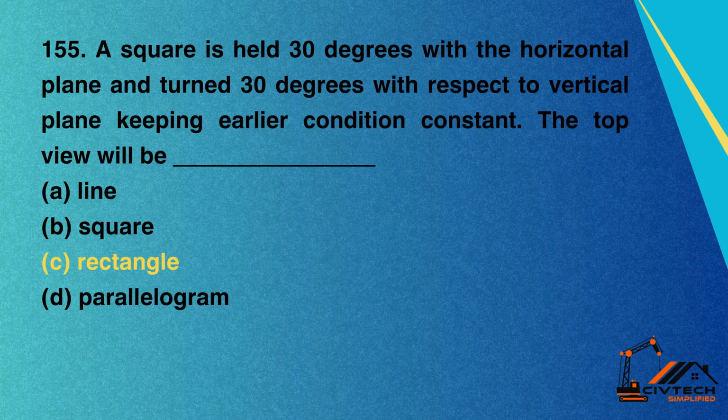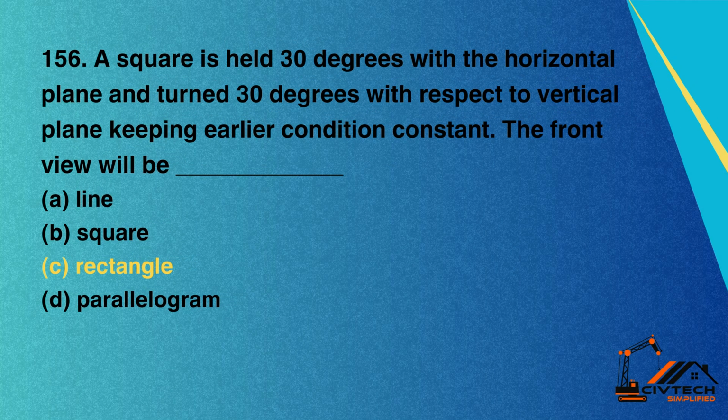155. A square is held 30 degrees with the horizontal plane and turned 30 degrees with respect to the vertical plane, keeping the earlier condition constant. The top view will be: A. Line, B. Square, C. Rectangle, D. Parallelogram. Correct option, C. Rectangle.